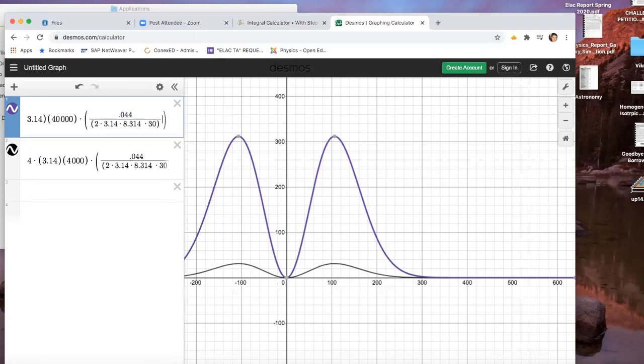Cool, huh? I think that's the only things you can change: temperature, molar mass, and particles.